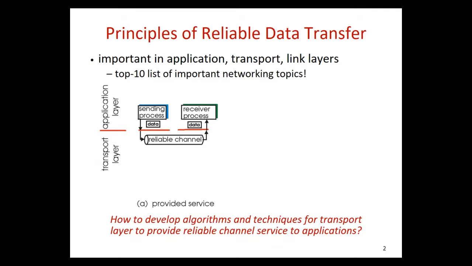This is a segment of the problem. We have the application layer, where we have the sending process and the receiver process. And we want to provide a reliable delivery service to the application layer. So that, as seen from the application layer, it looks like the communication channel is reliable.